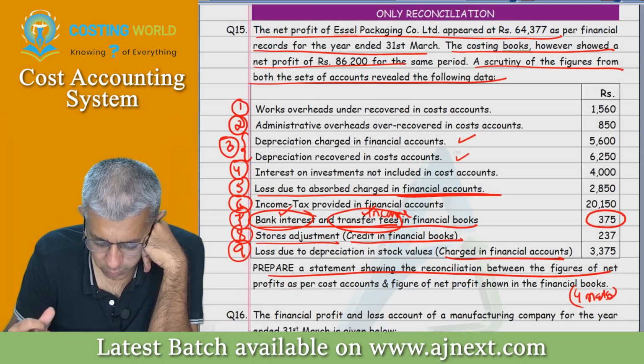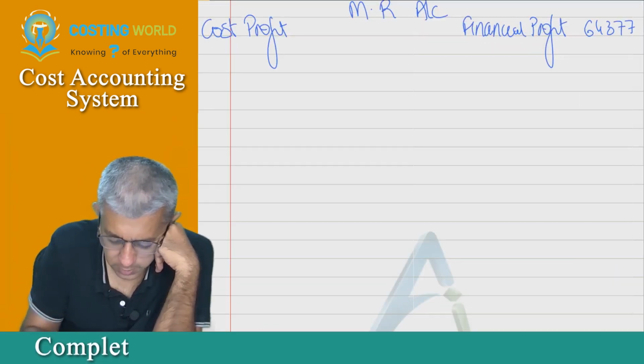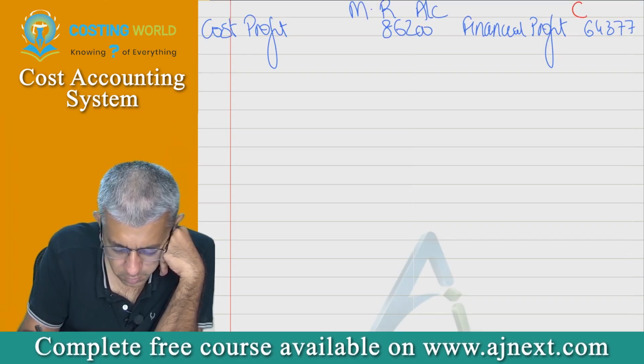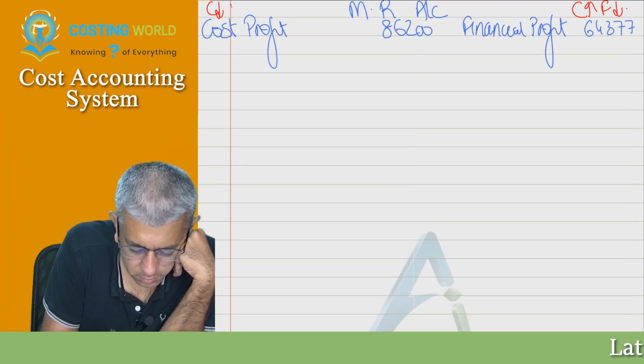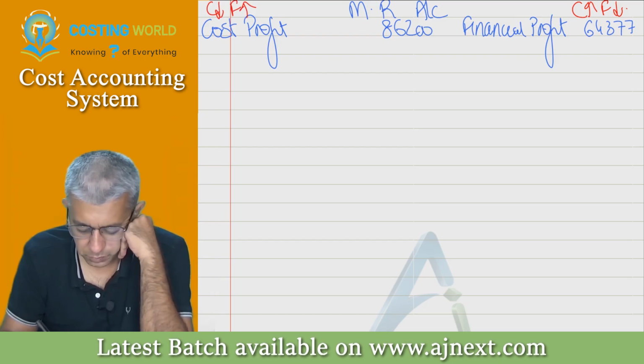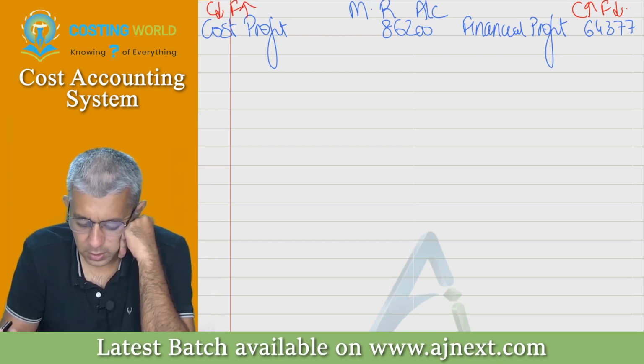Costing and financial profit is given. I am writing that. Ready? I'll start.